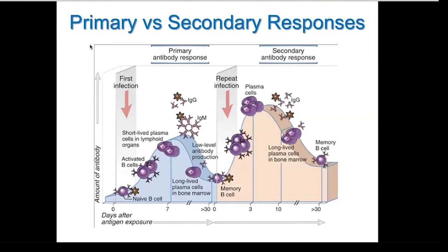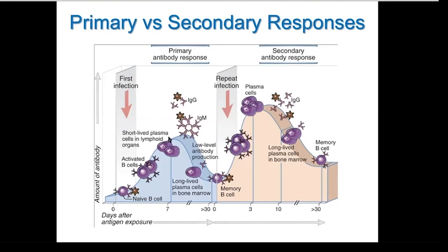If you look at the y-axis here, this is the amount of antibodies in the plasma, and on the x-axis, this is the number of days. In the primary response, what I want you to notice is that the peak levels of antibodies in the plasma do not occur until around day 7. However, in a secondary response, notice that peak levels occur much quicker. In this graph, it's going to be around day 3 or 4.